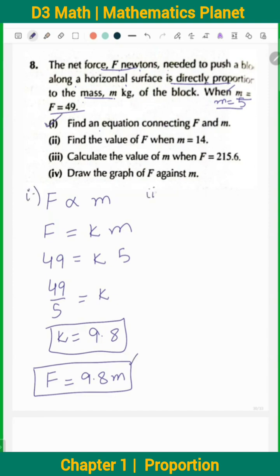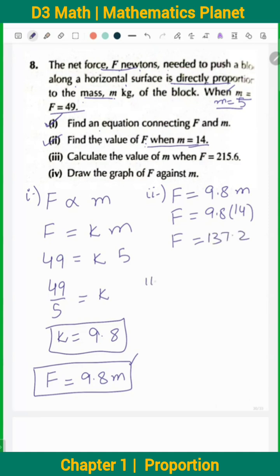Now part 2. Find the value of F when m is equal to 14. Okay, how are we going to do this part? 9.8 into 14. F is equal to 9.8 into m. So we have to find F, which is equal to 9.8, and what is m? m is 14. So can you tell me the value of F? 137.2. Okay, part 3. Yes, Asif, you're going to do part 3.